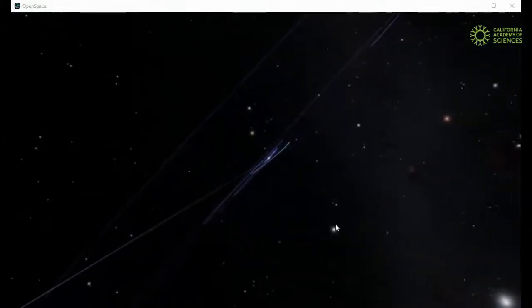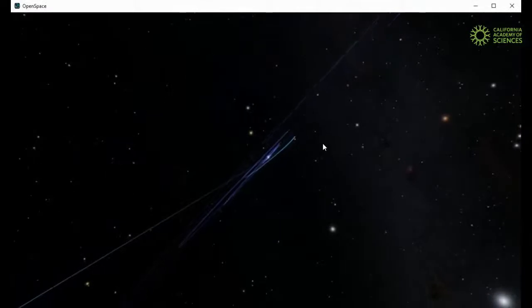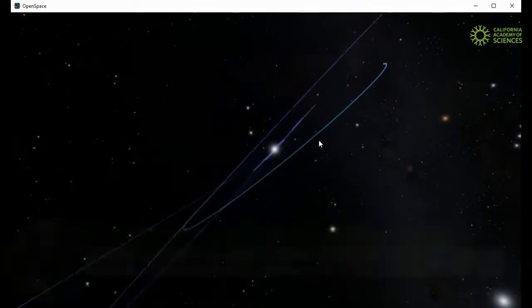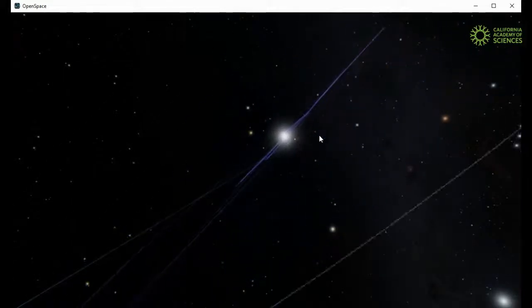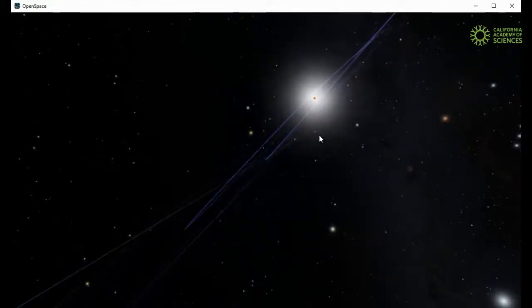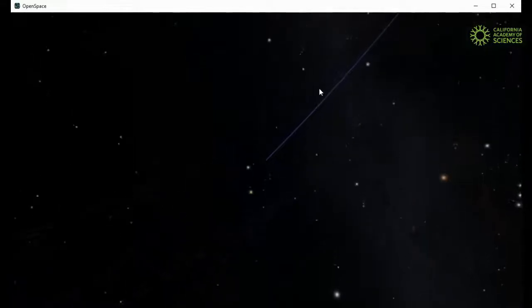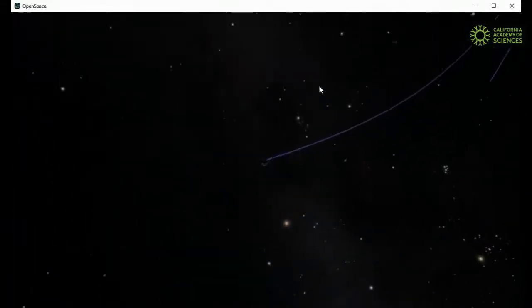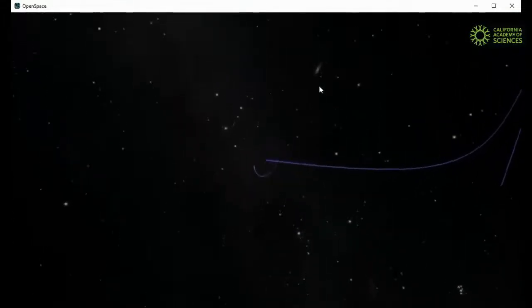On the way, Daniel wants to know, do all of our planets rotate on an axis like Earth? Some of them do very slowly. Some of them go very quickly. But all of them have some kind of rotation to match their revolution. Now, that's a cool thing. It would be very tough for a planet to have a completely still object out there. It might exist. There's a lot of planets out there.